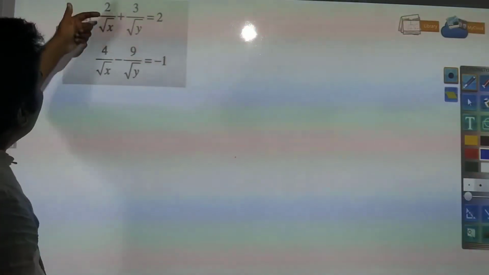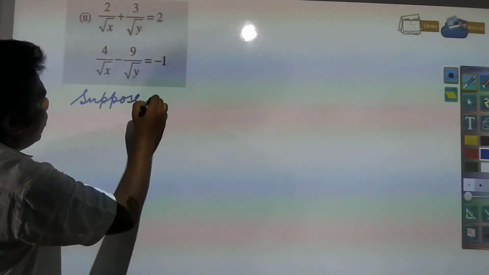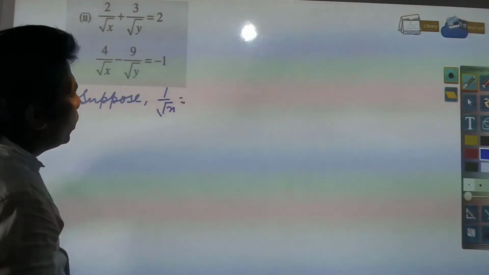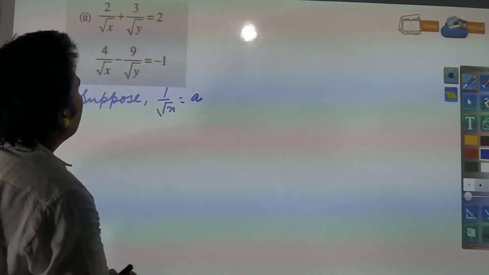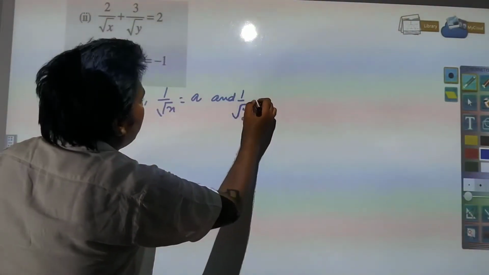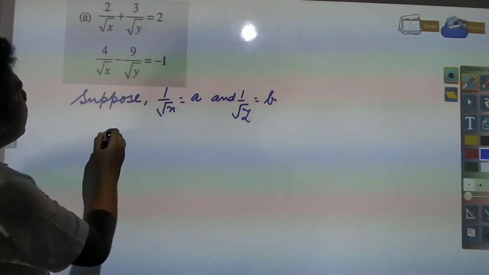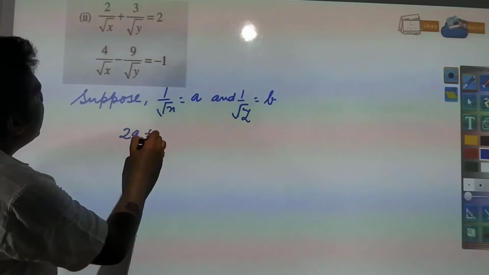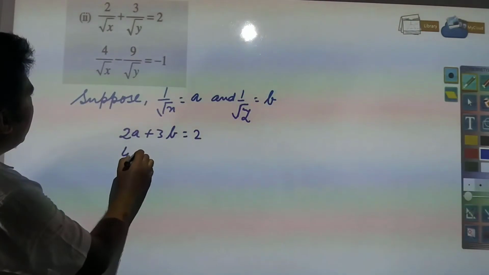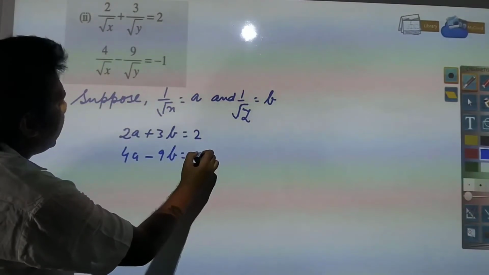Here what we will do, suppose 1 by root x is equal to any variable you assume, suppose we have assumed a, and 1 by root y is equal to b. Then our equation will become 2a plus 3b is equal to 2 and 4a minus 9b is equal to minus 1.